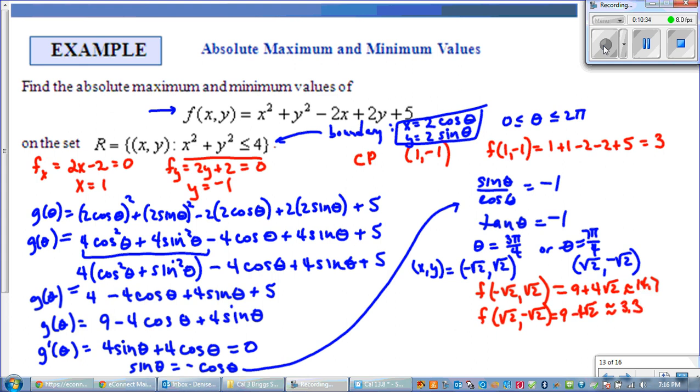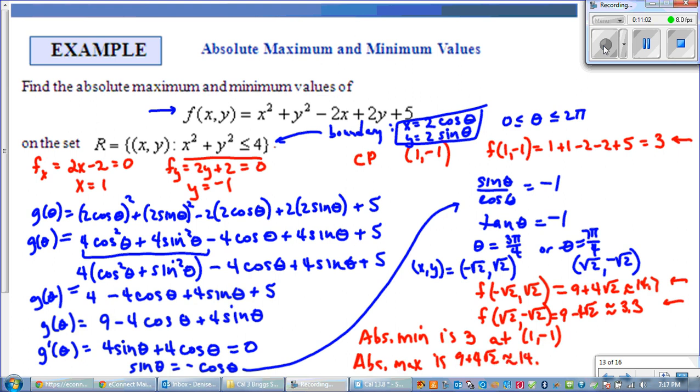So, comparing the z values for all three of these leads us to the absolute minimum value of f being 3, and that's occurring at the point 1, negative 1. And the absolute maximum value of the function f will be 9 plus 4 times the square root of 2, approximately 14.7, and that occurs at negative the square root of 2, square root of 2. So now let's look at that graphically.